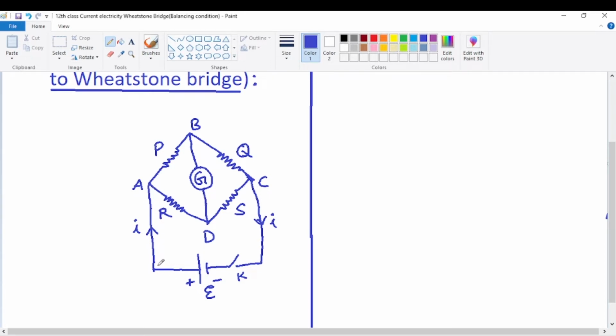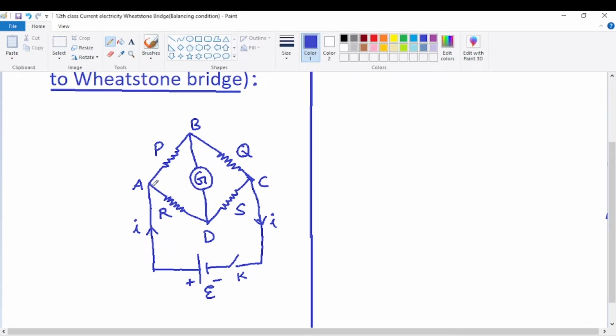This entire part is a single loop, single circuit, single conductor. A single path is available. So the various components, whether the plug key, the EMF or the connecting wire, are said to be connected in series. Series means the current will always be the same. So in this entire single path, the current is exactly the same.